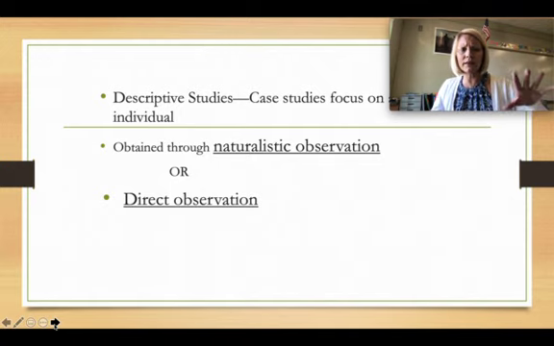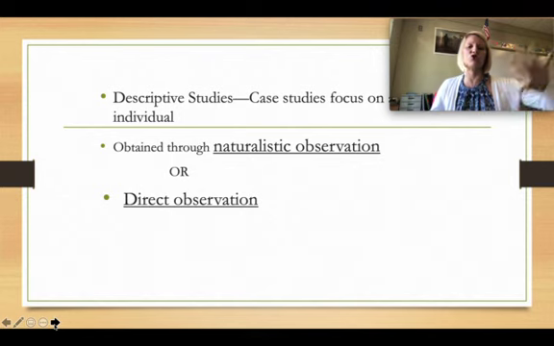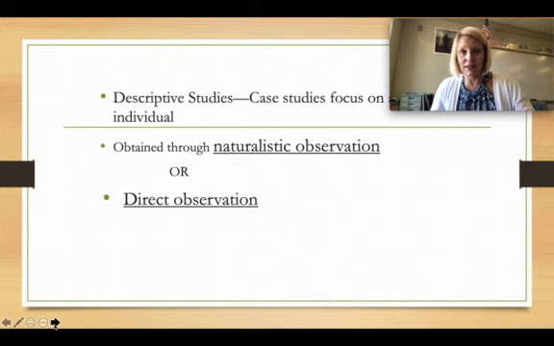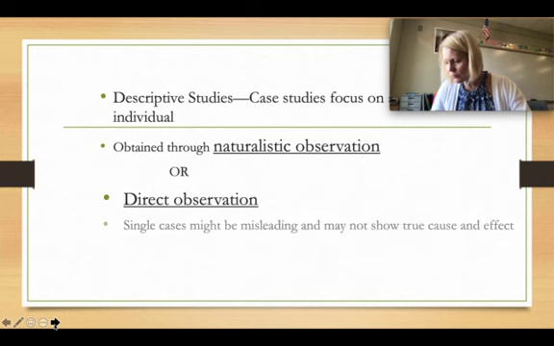What are their control groups and things like that? So in descriptive studies, they might not have a control group. They won't have a control group, actually. And so then what do you compare it to? They're making a kind of universal generalization that sometimes is helpful and sometimes is just too general. So case studies are great, but they can only take us so far. Single cases might be misleading and not show the true cause and effect, as I just mentioned.